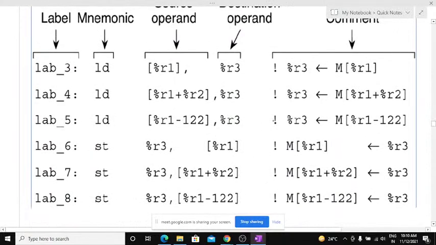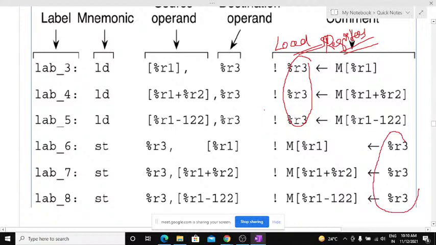Load means what? Load the registers. And here, store from registers. Store the data. Store from register to the memory location pointed to by the registers.